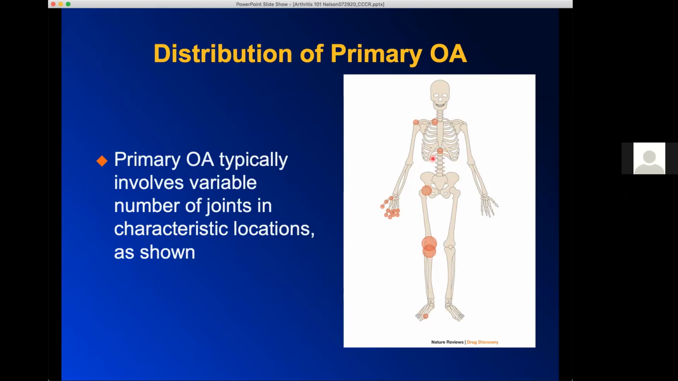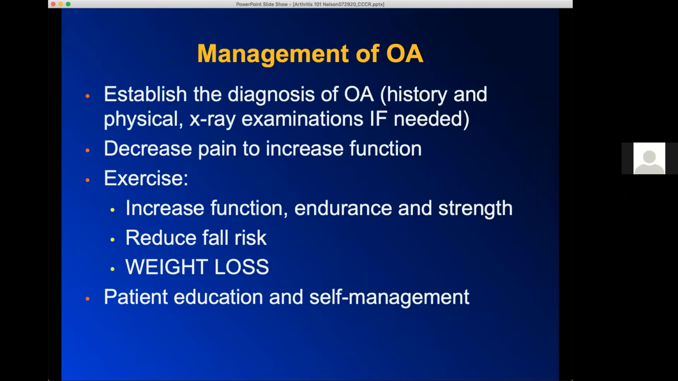And you see a lot of the other joints are not shaded. And I'll contrast this to a different kind of arthritis in a little bit. So pattern can be important. And once we think someone has OA, how do we manage that?